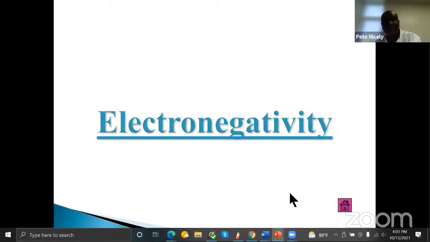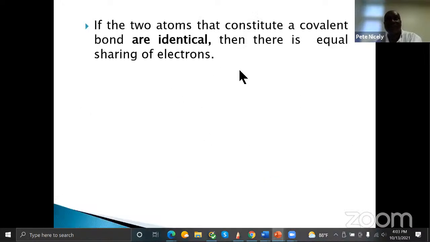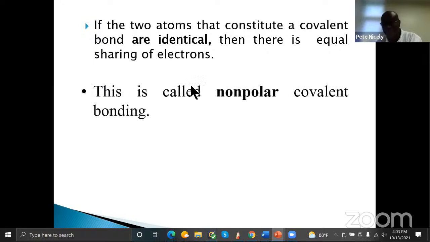So now that we have talked about covalent bonding, we can talk about the concept of electronegativity. And electronegativity is basically the relative attraction that an atom has for electrons it shares with another atom in a covalent bond. So if you have two atoms connected to each other by a covalent bond, then the electronegativity of the atoms is the relative attraction that a particular atom will have for the shared electrons. So if you consider a situation where two atoms are identical, then obviously they will have equal attraction for the electrons that are shared. So we're talking about examples like the ones that we saw before.